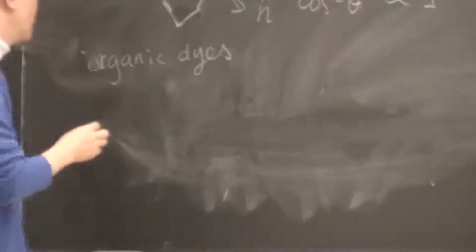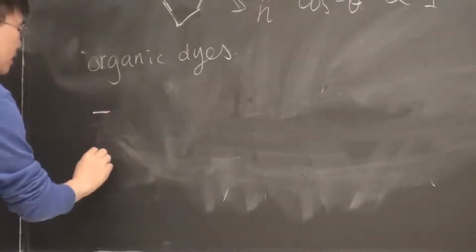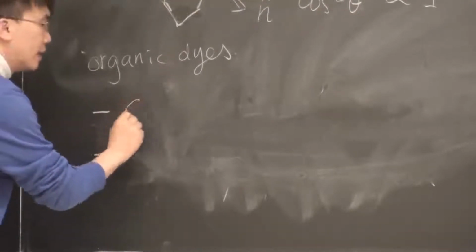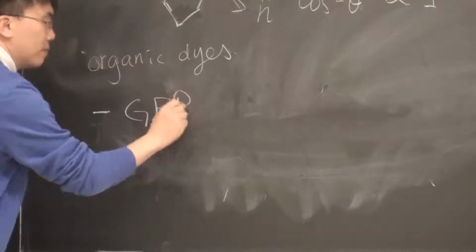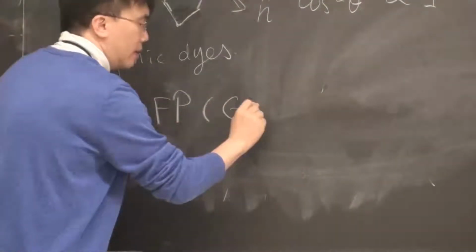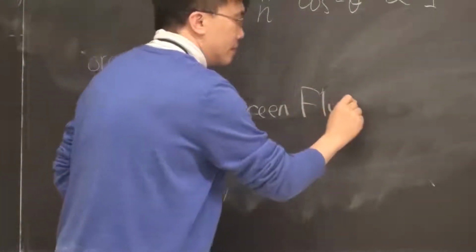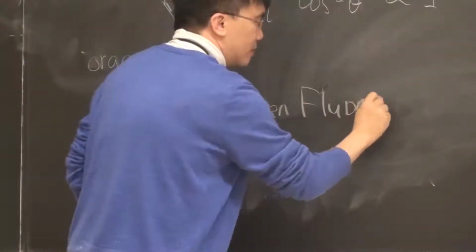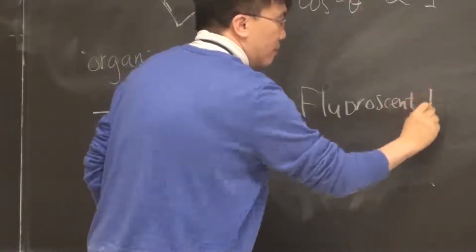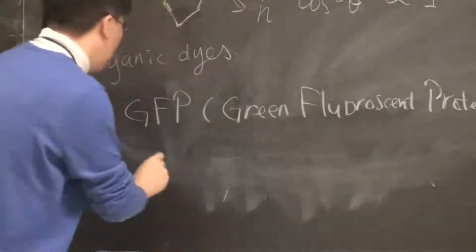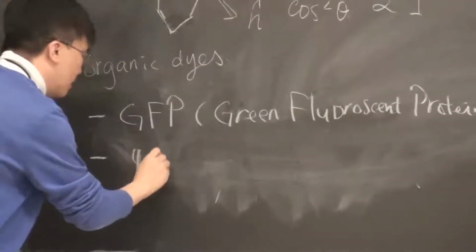But there are two other main fluorescent objects that people use, and one is called GFP. And the other is called quantum dot.